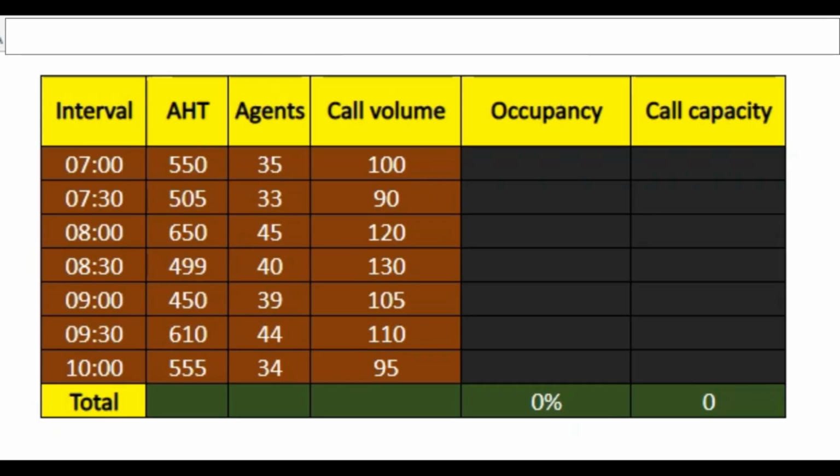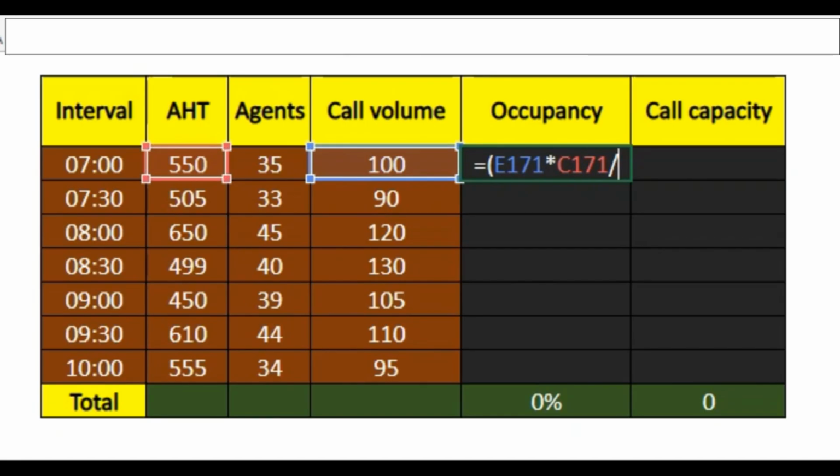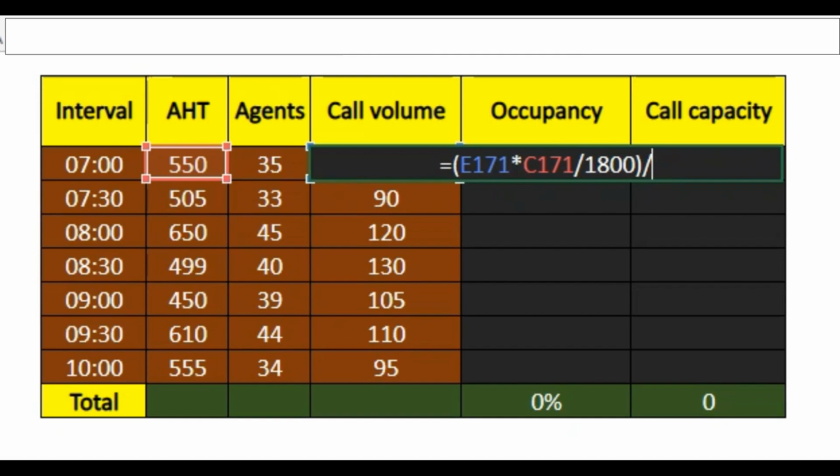So now let's start. I have the HT, agents, and call volume, and on the basis of that I need to find out the occupancy. Occupancy is the workload, and to calculate the workload we need your call volume multiplied by your HT, divided by 1800 seconds, because we have a 30 minute interval and there are 1800 seconds in 30 minutes, bracket close, divided by the number of agents present in that particular interval.